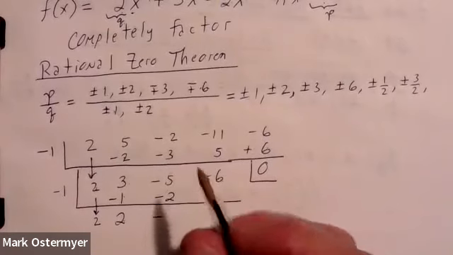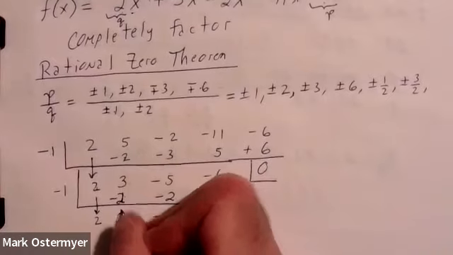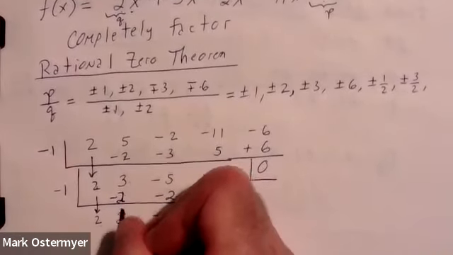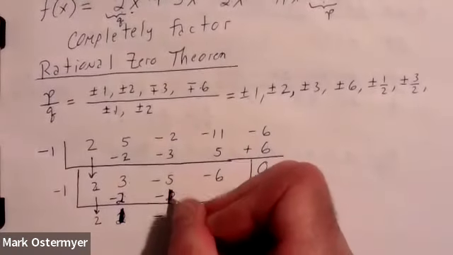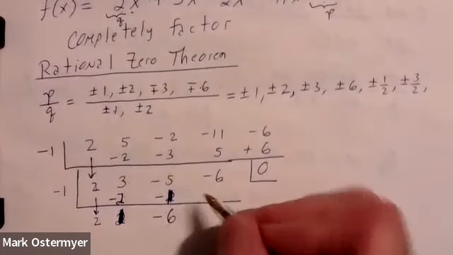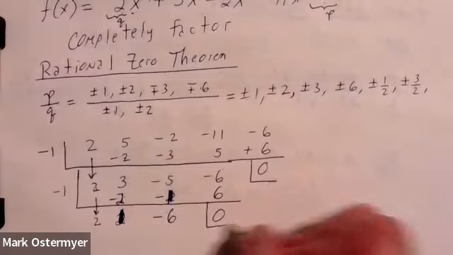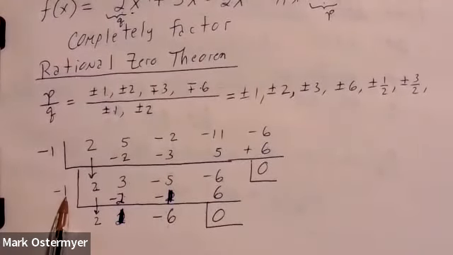Wait a minute here. This should be negative 2. Add, and you get what? This should be a 1. It wouldn't hurt to have some white out handy too. Negative 1 times 1 is negative 1. This should be negative 1. This will be a negative 6. Negative 1 times negative 6 is 6, and we get another 0 remainder. That means that negative 1 is a 0 that repeats not once, but twice.